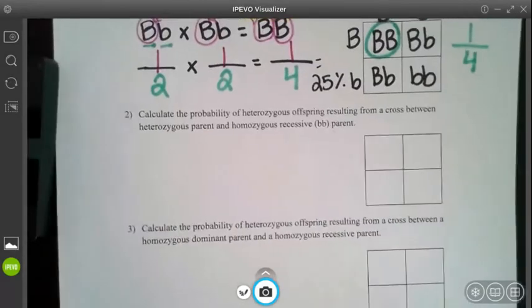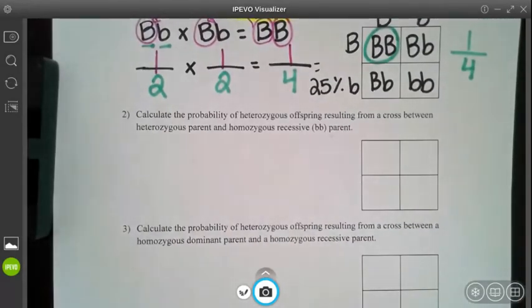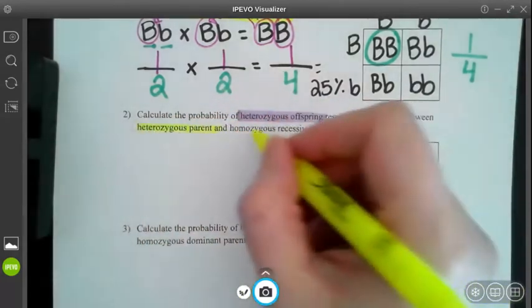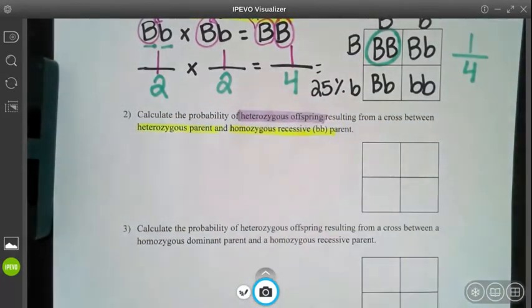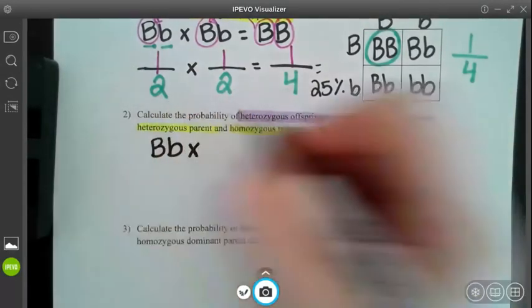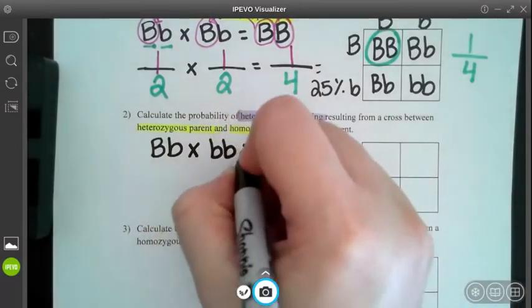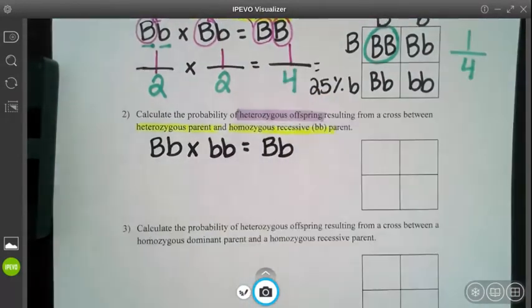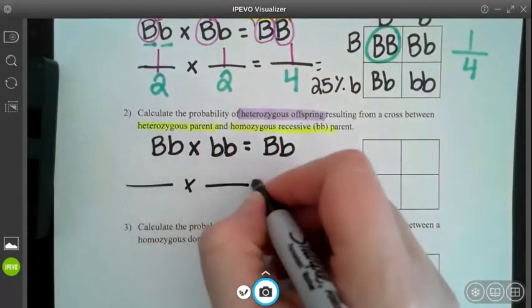Calculate the probability of a heterozygous offspring resulting from a cross between a heterozygous parent and a homorecessive parent. I'm going to write my parents. So I have a heterozygous parent and a homorecessive. And I want to get a heterozygous offspring, which is big B, little b. Write out my fraction.